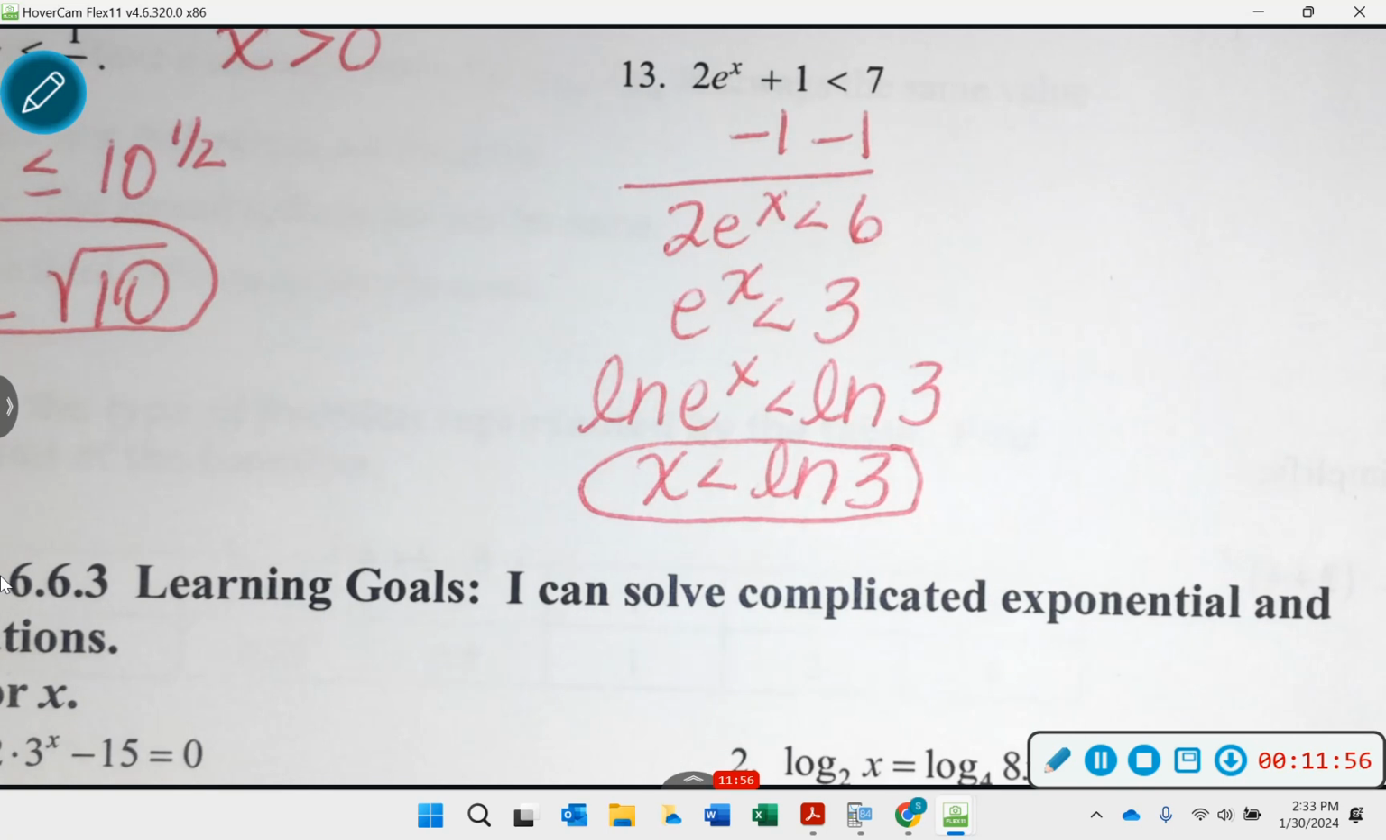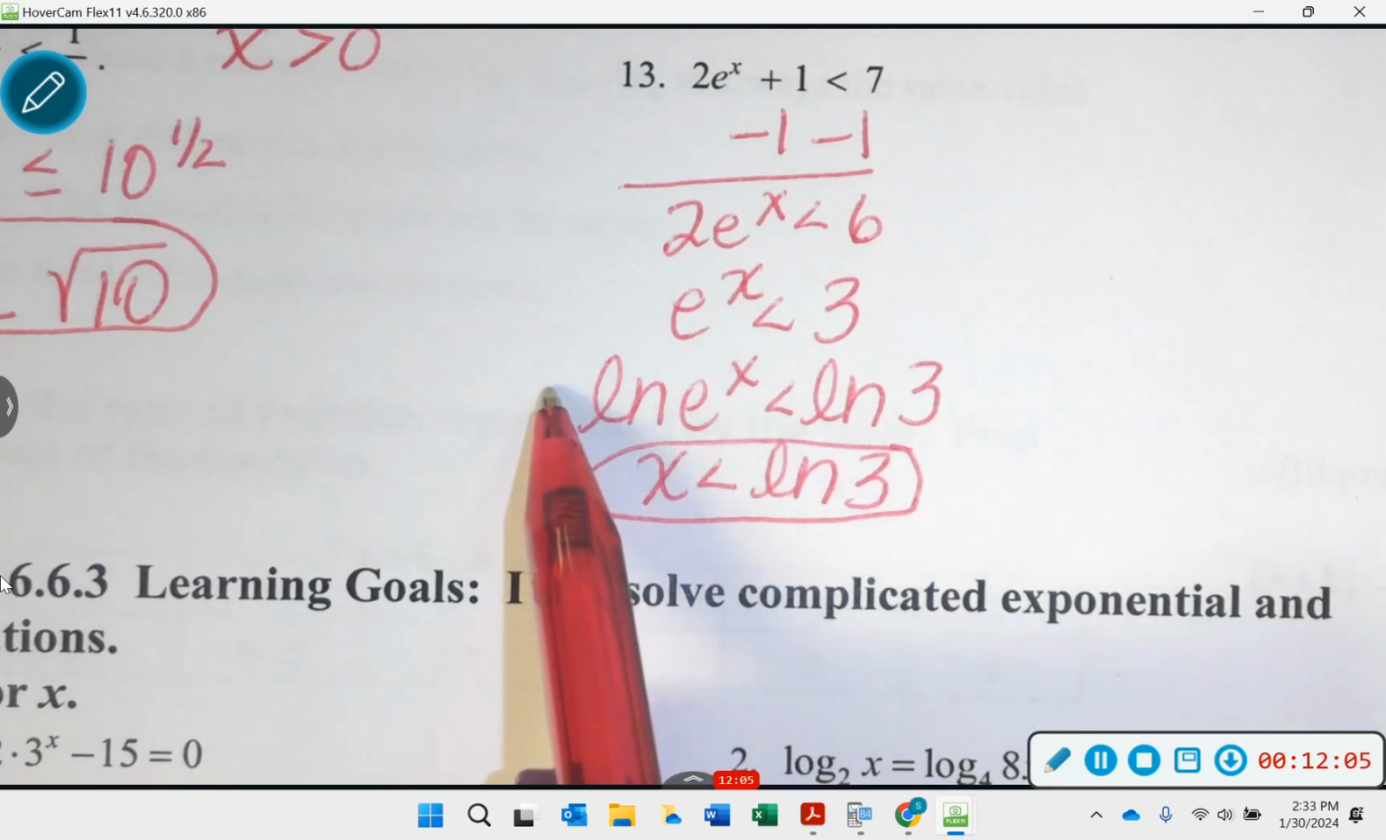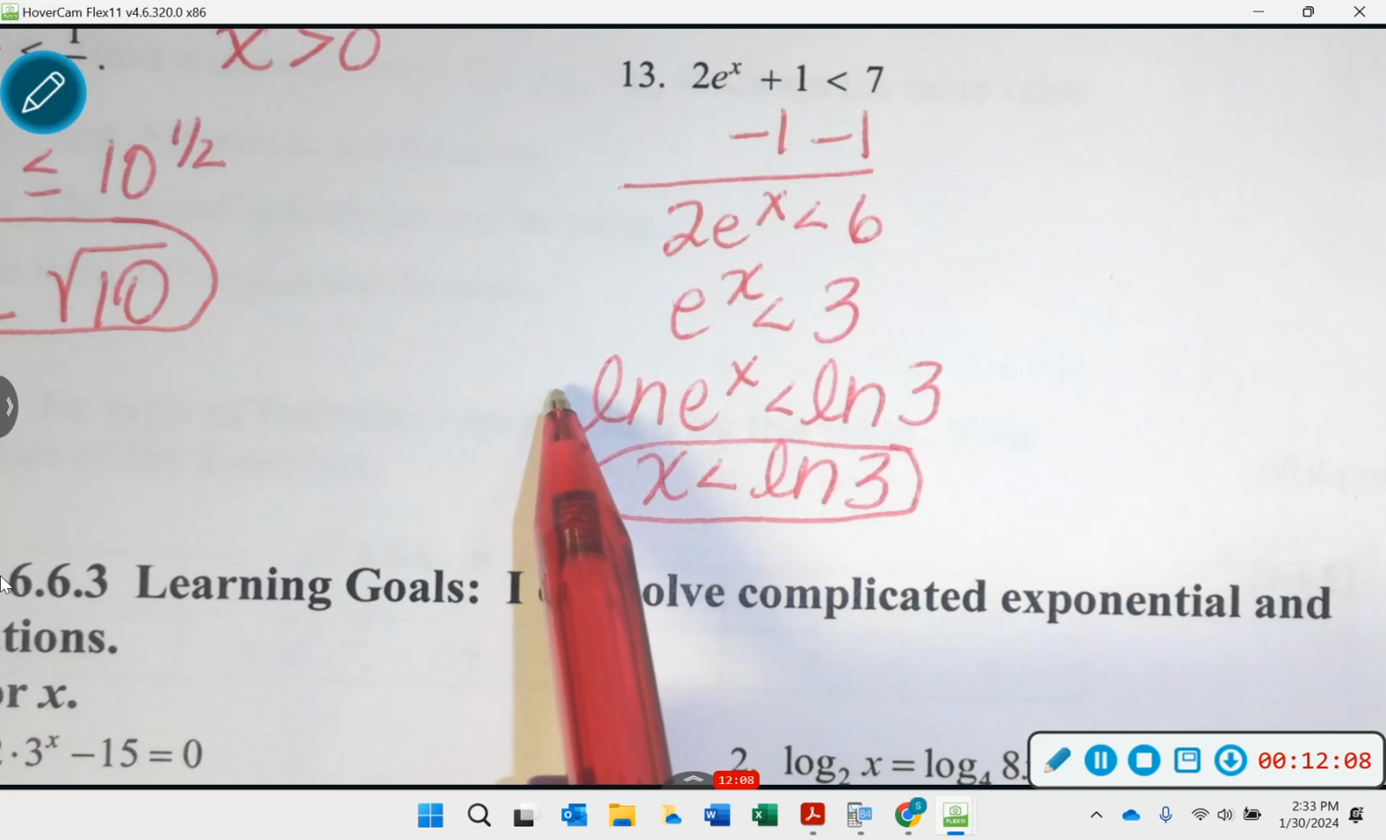Questions on that? Yes. So the x just is like from the coefficient, right? Right, and then the natural log.